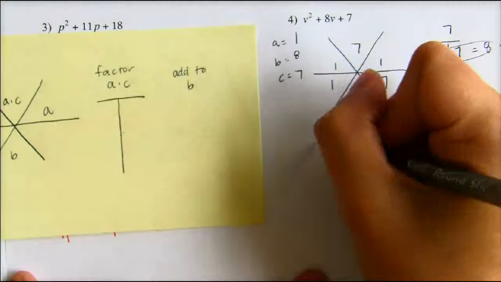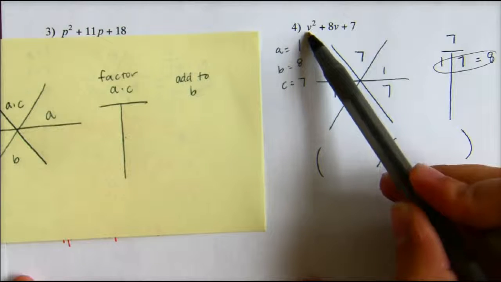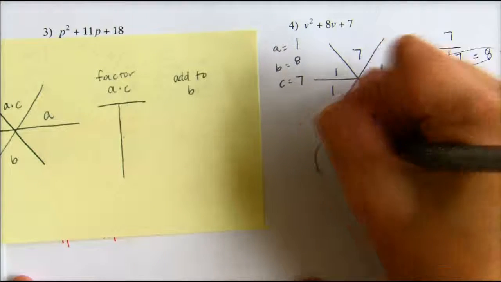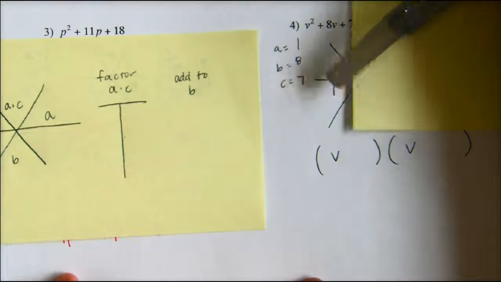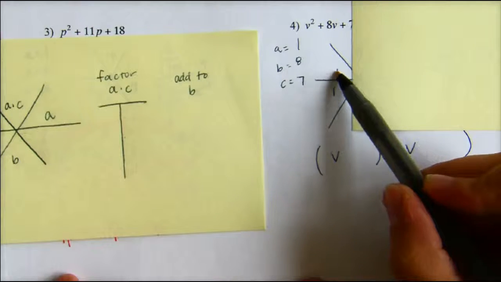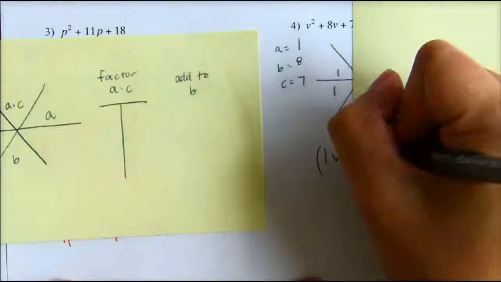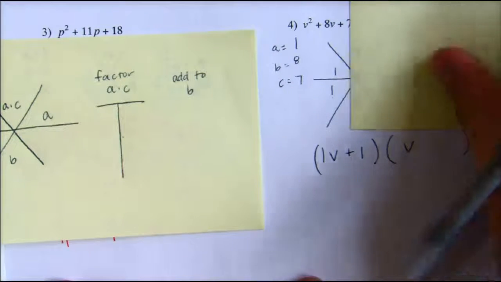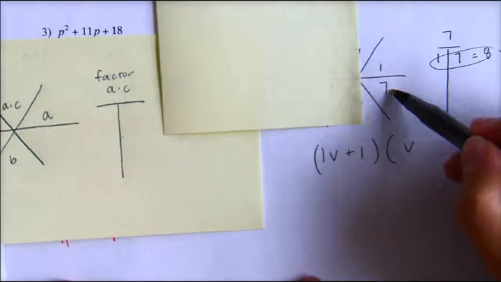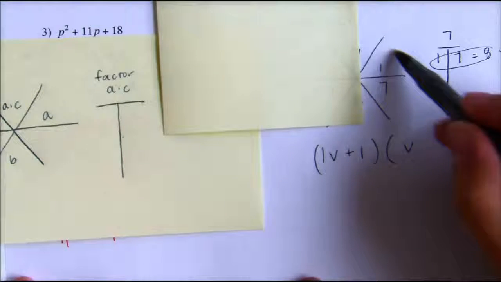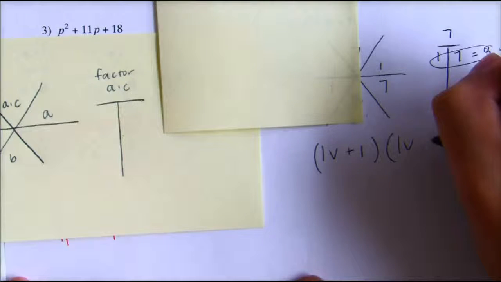Okay, from here I'm going to set up my two binomials. My variable in this problem is a v, so I'm going to put a v at the front of each. And just look at half of my snowflake at a time. So if I look at this first half, I've got a 1 in the front, so 1 is going to go in front of v. And then I have a positive 1, so I'm going to put a plus 1. From there, I'm going to cover up my second half. Not 1 times 7. My 1 comes first, so I'm going to put a 1 in front of my v. And then I have a positive 7, so I'm going to put a plus 7.